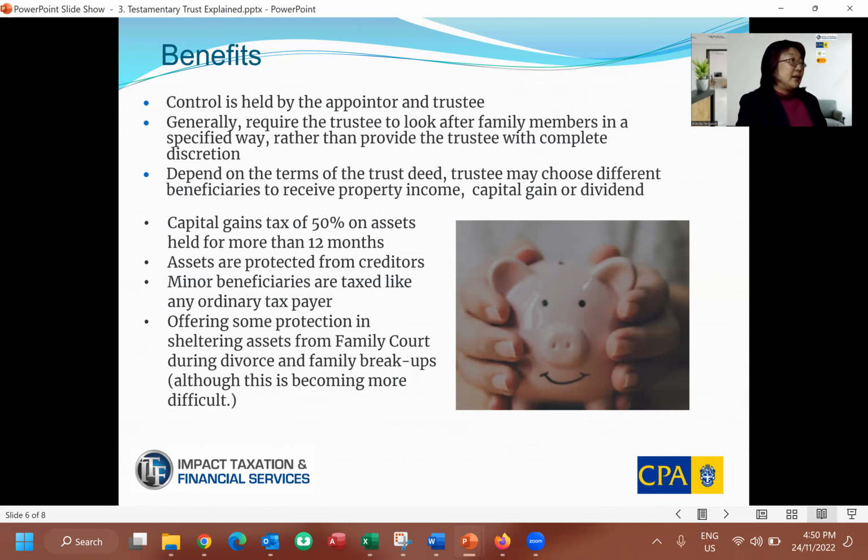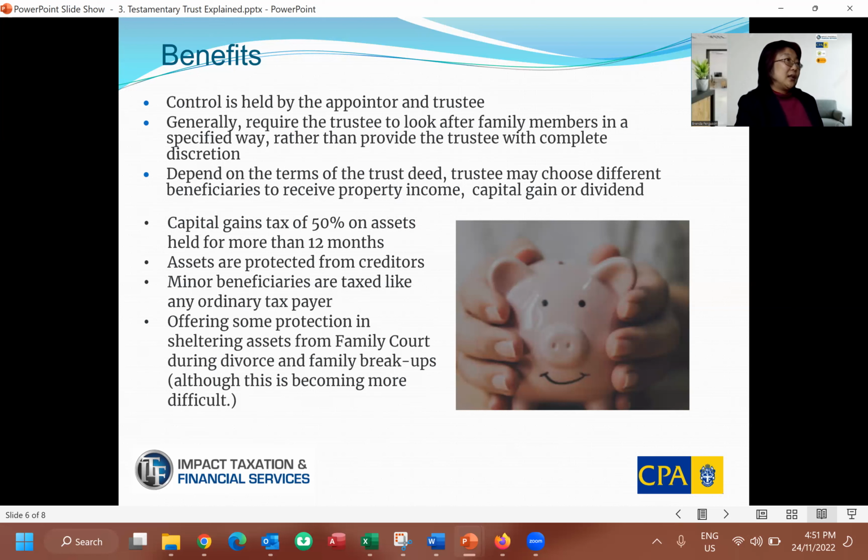Then the capital gains tax discount of 50% on assets held for more than 12 months is still applicable for a testamentary trust. This is similar to a common family trust or discretionary trust. And assets are protected from creditors. This is similar to a common family trust as well, because no beneficiaries are direct owners of the assets in the trust.